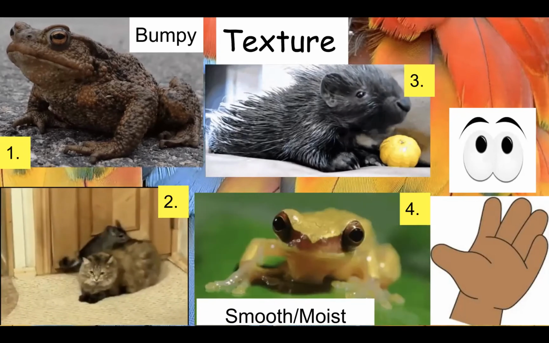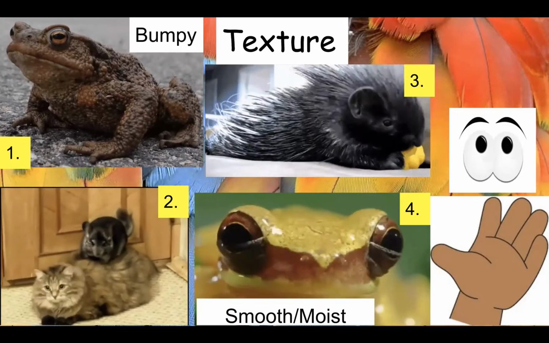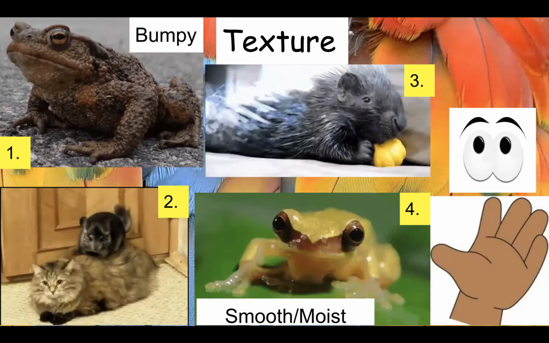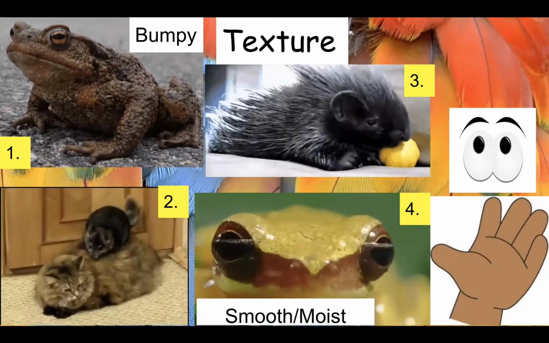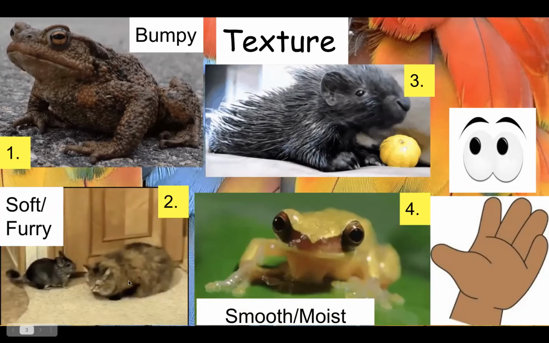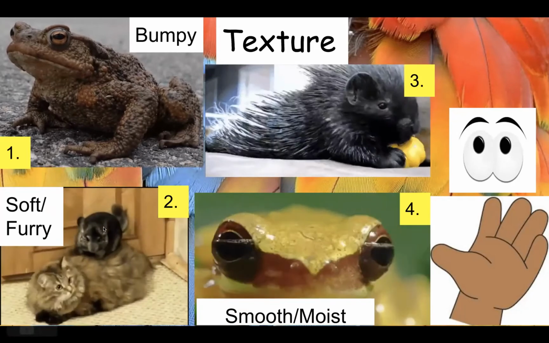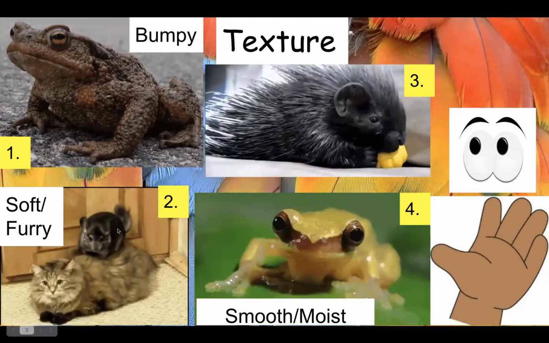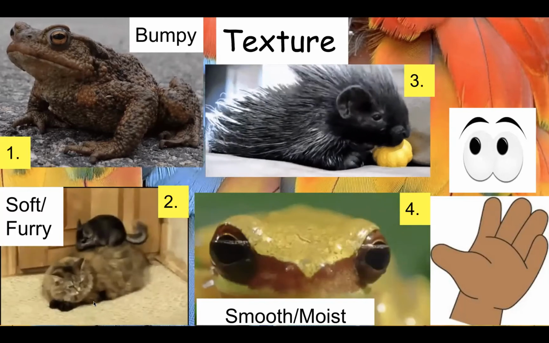Our next word is soft and furry. So which animals do you think might be soft and furry if you were to touch them? This one's probably super easy because there's lots of things that are furry. We have our super fluffy cat, and one of the softest animals you will ever touch. It is a chinchilla. Those are both soft and furry. And the last word is spiky.